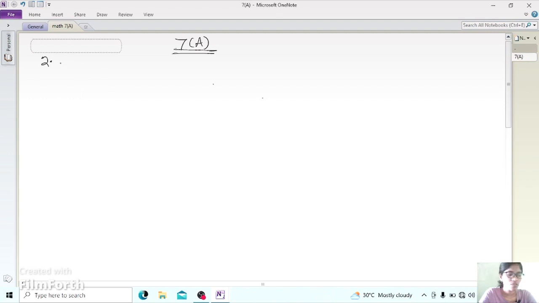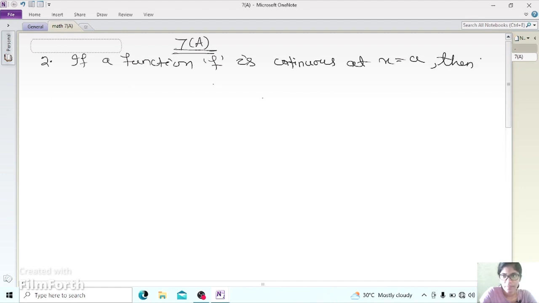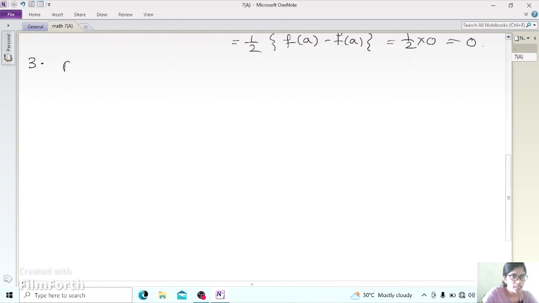Then what is the question number 2? If a function f is continuous at x equal to a, then find limit h tends to 0 plus half.